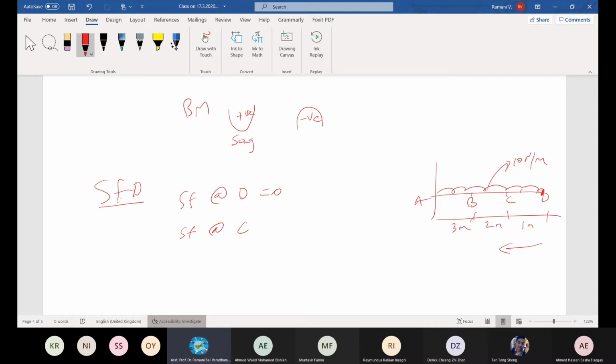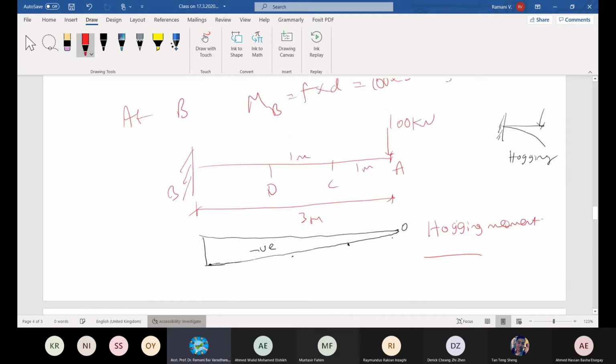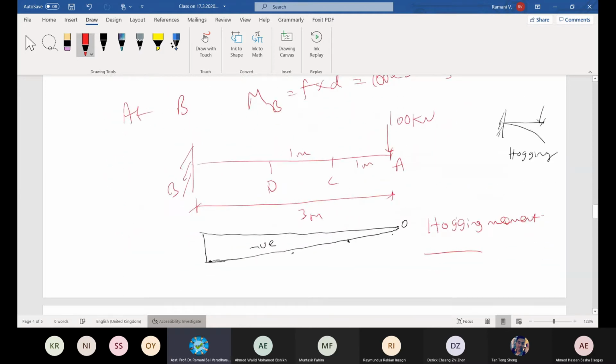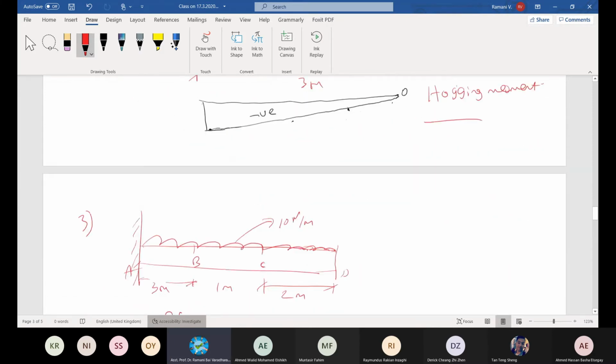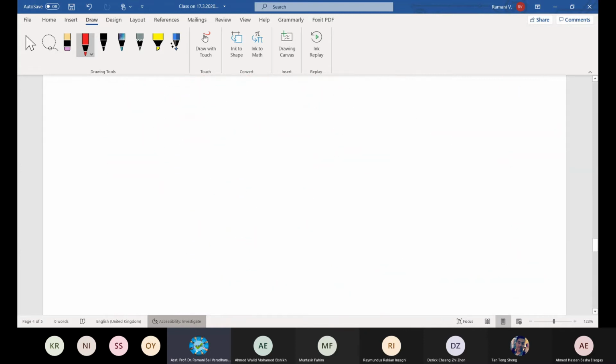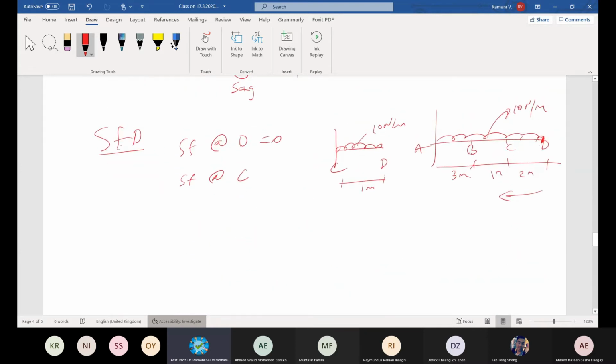If you want to calculate, take it separately so that you can understand this a bit more. This is your point C and point D, UDL, right? 10 Newton per meter, and the distance is 1 meter. Sorry, there's a correction: 2 meter and 1 meter.